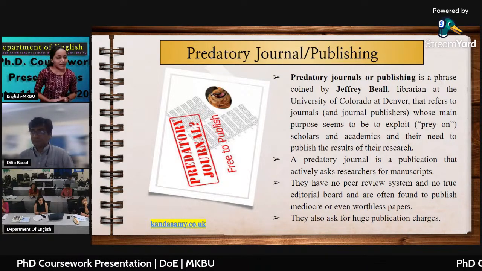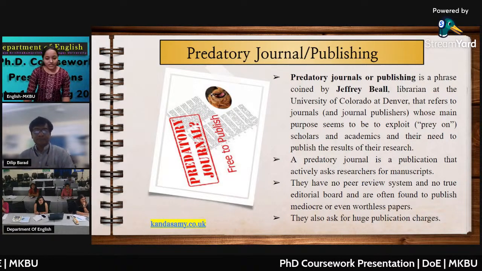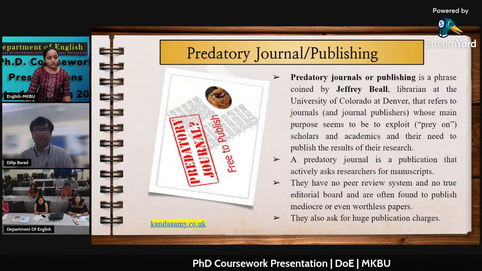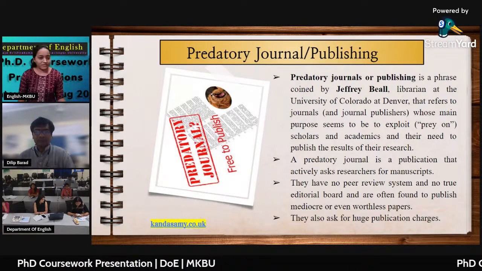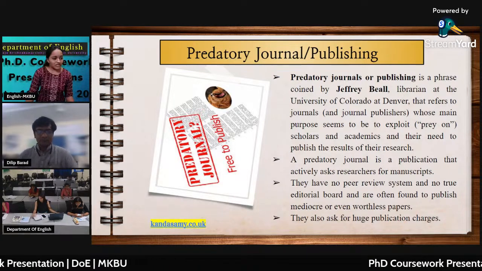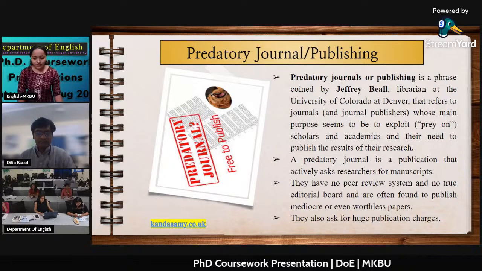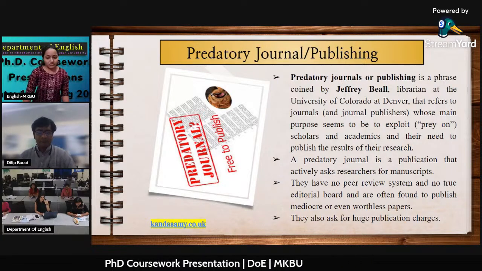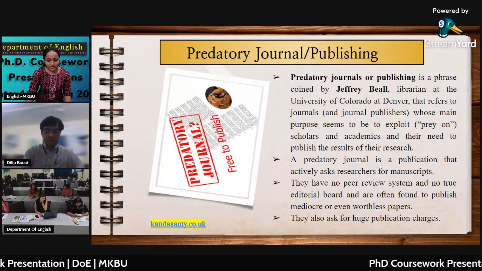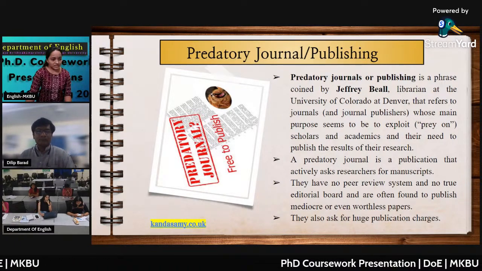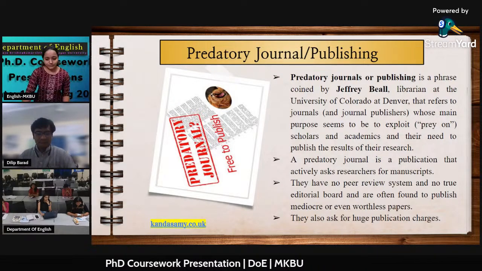It is a publication that actively asks researchers for manuscripts, and they have no peer review. We know that the UGC CARE listed journal asks for peer review, and then we have to modify our paper and resubmit it. But these journals are not asking for peer review, have no true editorial board, and are often found to publish mediocre or even worthless papers. And they ask for huge publication fees. Predatory journal publications ask for more fees.